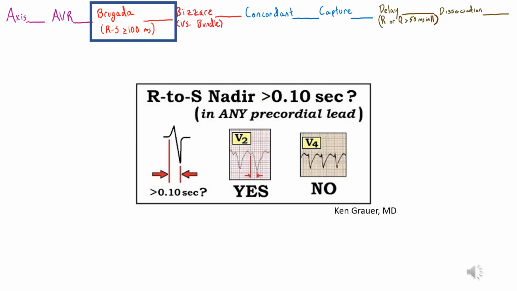The Brugada rule is that a delayed R onset to S nadir, that is over 0.1 seconds, in any precordial lead is highly suggestive of VTach. As we discussed, an important concept in identifying VTach is that depolarization happens more slowly, and the Brugada rule quantifies this concept.